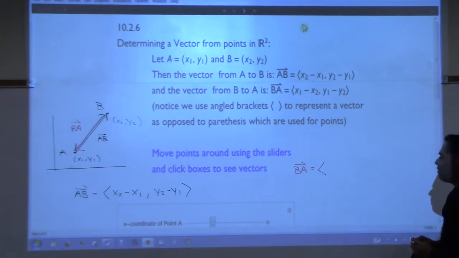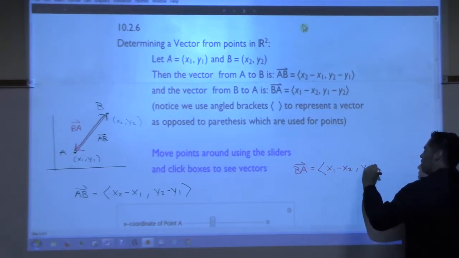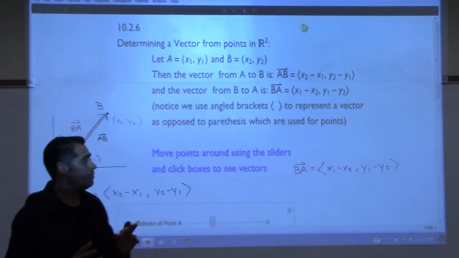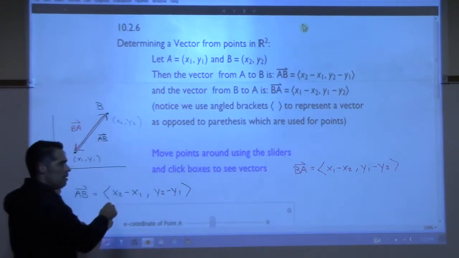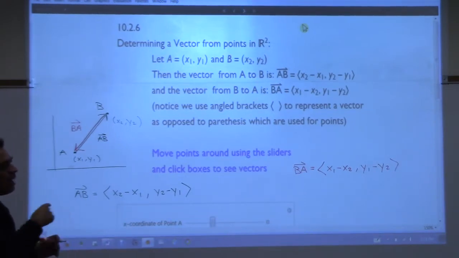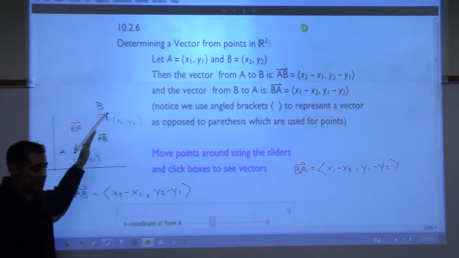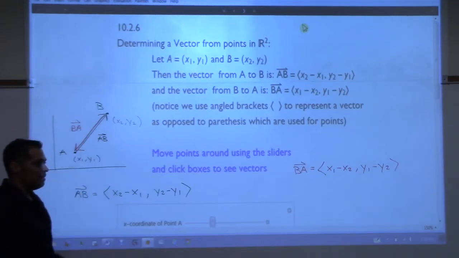All right, so the vector from B to A, I'm going to take the x1 minus the x2, then the y1 minus the y2. So what if you mix those up? Like, what if you accidentally did this for this vector? Would you be wrong? Yes. You'd be wrong, but the direction would be opposite, right? So they are not equivalent vectors, because even though these have the same length, they're not pointed in the same direction. One is opposite, right?